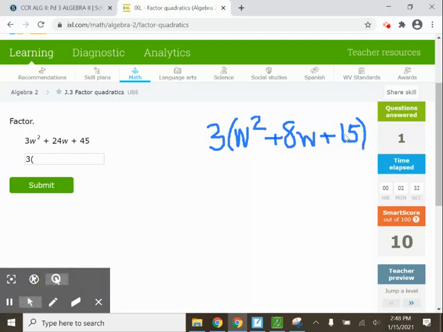And now I'm looking for factors of 15 that add to make an 8. Well, that's going to be 5 and 3. So that's going to be w plus 5 and w plus 3. And again, it doesn't matter which order you have them in.